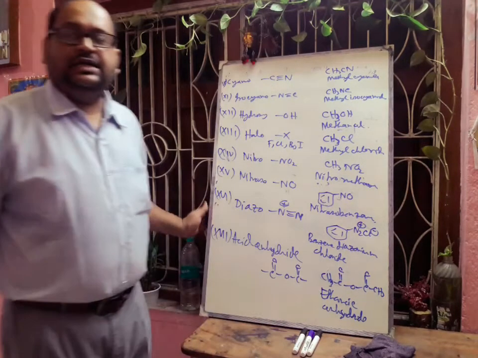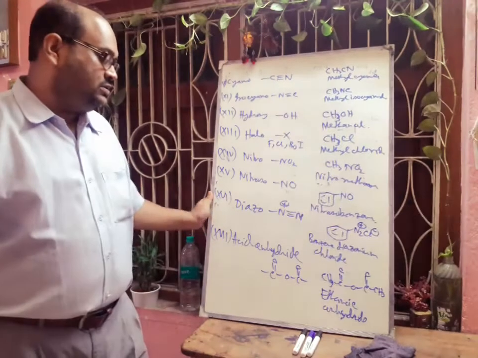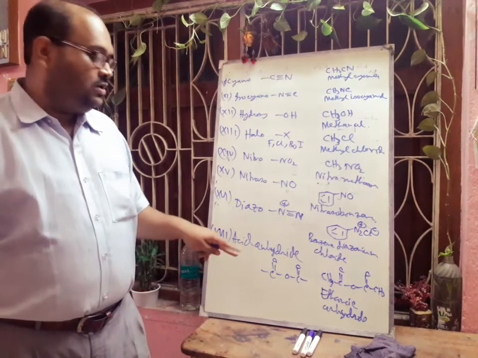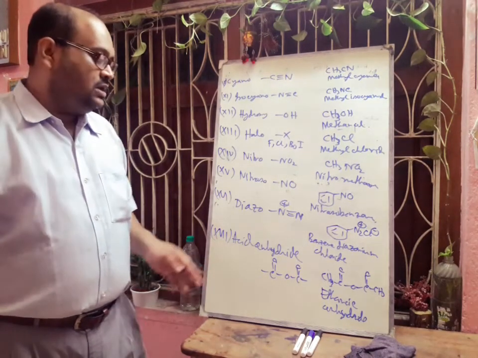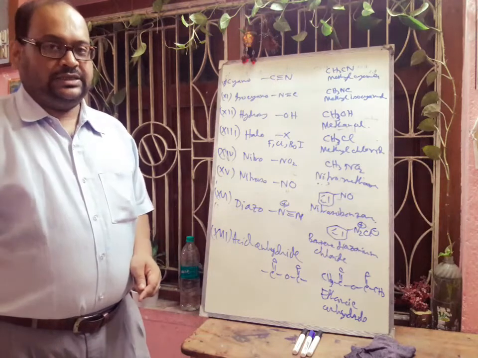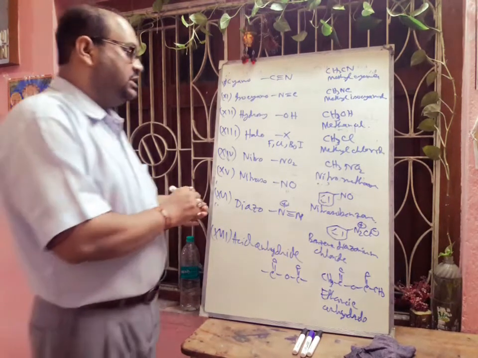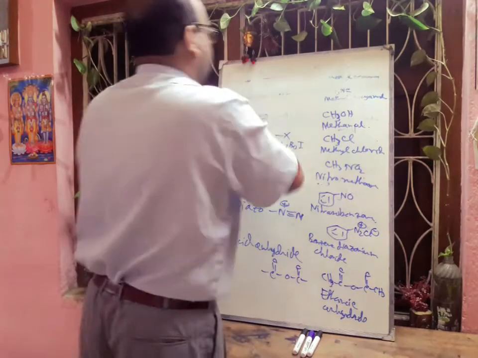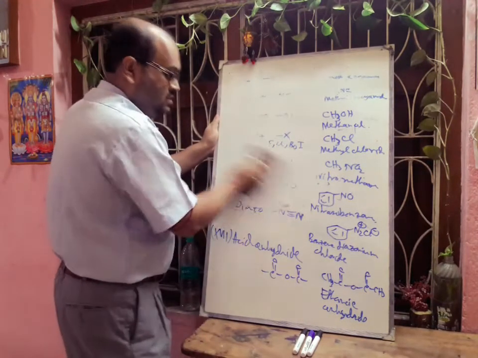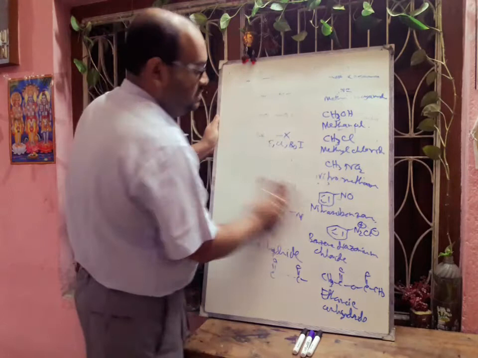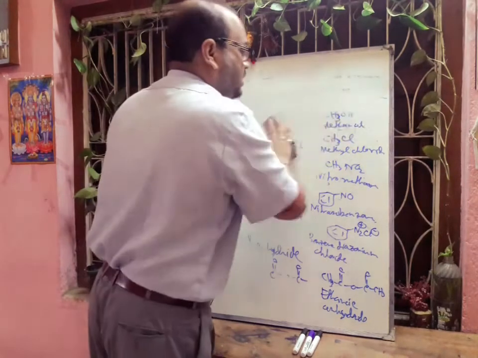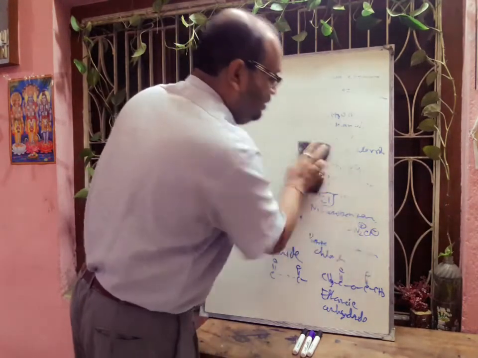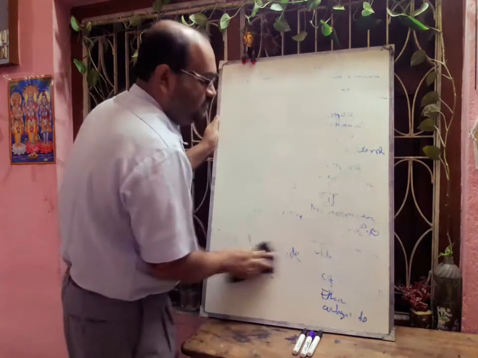This anhydride is also one kind of functional group. Actually, when two acid molecules come together, there will be elimination of water and we will get this type of structure. So this functional group you have to remember, and you have to practice. Otherwise, it's very difficult to learn organic chemistry. First, you have to remember the functional groups and practice.